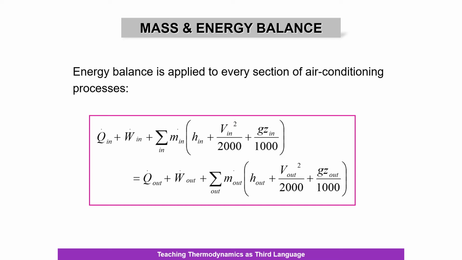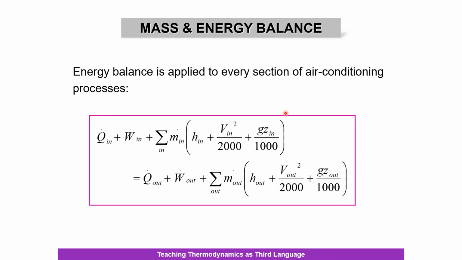Most air conditioning processes can be modeled as steady flow processes, and thus the mass balance relation shown here can be expressed for dry air and water. Here we have the energy balance applied to every section of air conditioning, given in this formula. What we're going to do here is disregard the kinetic and potential energy changes. So the steady flow energy balance will then change, where you have the heat transfer, the amount of work done to the system, and the mass moving into the system multiplied with the enthalpy.